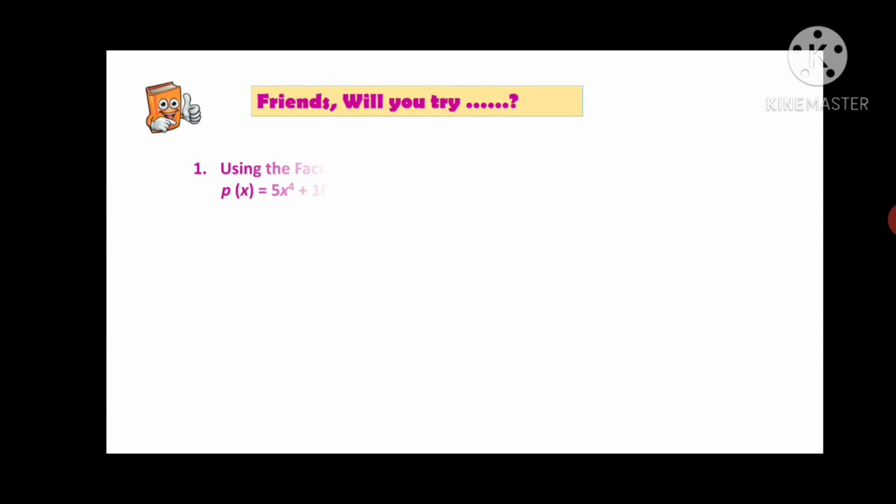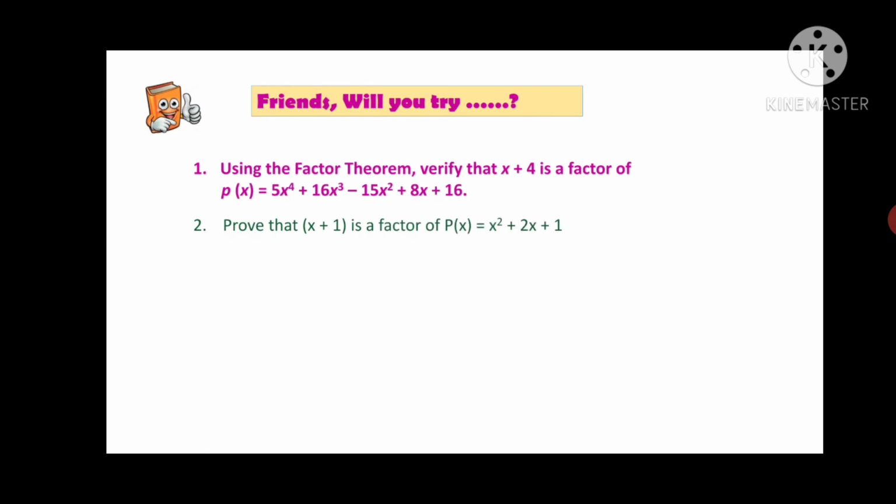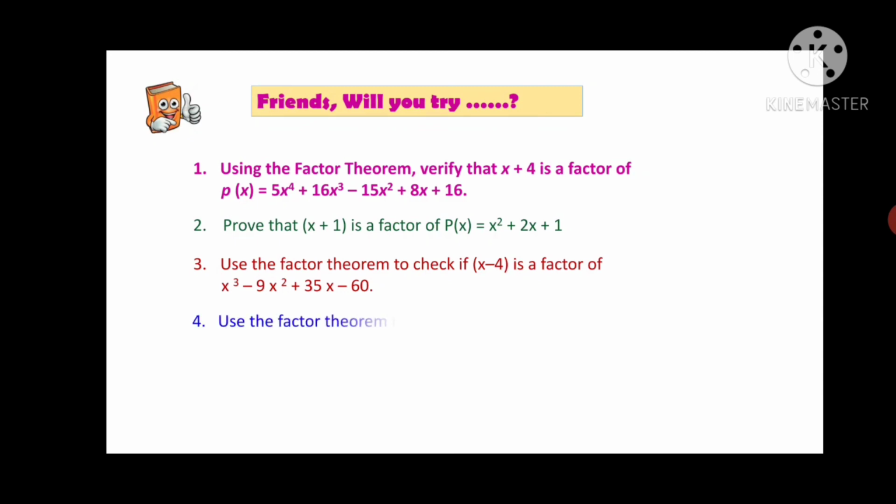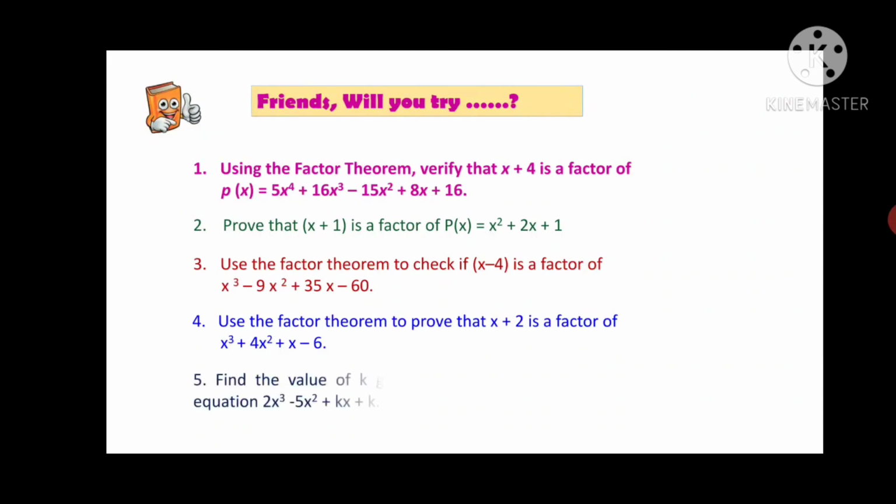So friends, will you try this one? Using the factor theorem, verify that x plus 4 is a factor of p of x, which is equal to 5x^4 plus 16x cubed minus 15x squared plus 8x plus 16. Prove that x plus 1 is a factor of p of x, x squared plus 2x plus 1. Use the factor theorem to check if x minus 4 is a factor of x cubed minus 9x squared plus 35x minus 16. Use the factor theorem to prove that x plus 2 is a factor of x cubed plus 4x squared plus x minus 6. Find the value of k, given that x plus 2 is a factor of the expression 2x cubed minus 5x squared plus kx plus k.